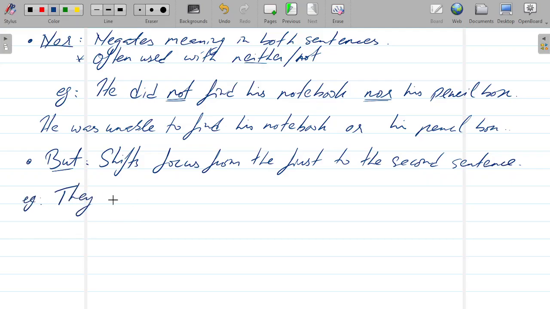So, an example: they didn't win, but learned a lot. Right, and so as you can see, we talk about not winning, but then we shift focus to, okay, fine, something else happened, right? It could also possibly be used for contrasting between two things by using but.